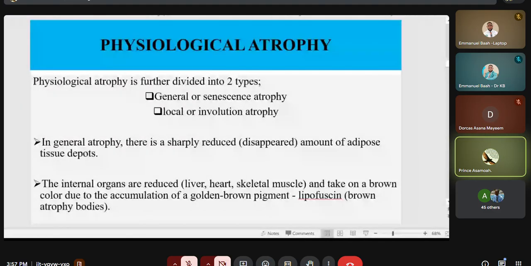Okay. Thank you. So, physiological atrophy, we are looking at atrophy. Now, let's look at the physiological atrophy. We say physiological atrophy, we can see it in the general atrophy or senescence atrophy, and then evolutionary atrophy or local atrophy. Let's look at it. When it comes to physiological atrophy, in general atrophy there is a sharply reduced amount of adipose tissue depot.